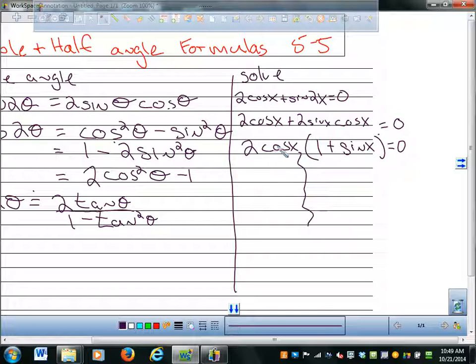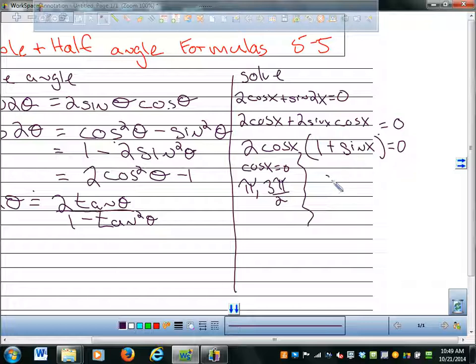And I see there 2 cosine x equals 0, which would mean that cosine x equals 0. When is cosine x equal to 0? At pi over 2, and then again at 3 pi over 2. So if I was solving between 0 and 2 pi, I would get those two answers, right? If I wanted all answers, I would say plus 2 pi k, right?